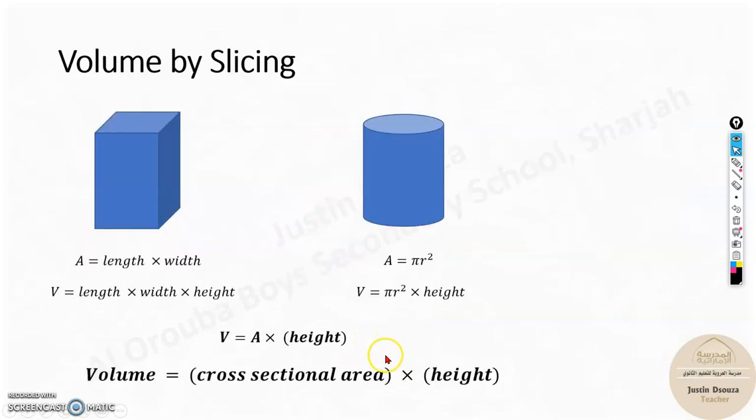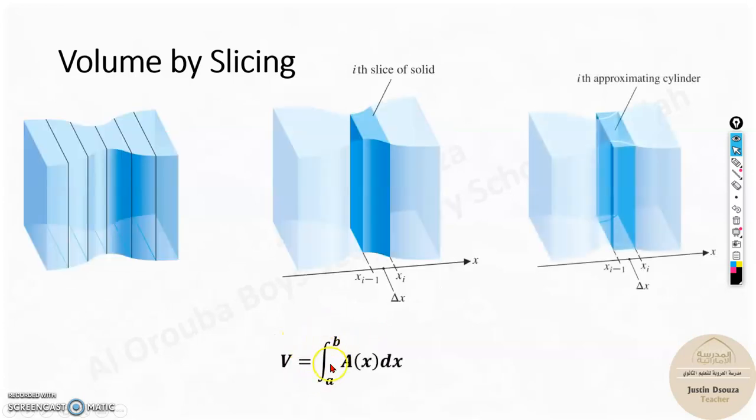See, in the previous one we got area into height. The same thing over here: the volume will be the integral from a to b, from the given limits of the interval, of A of x dx. If you use this formula, we can solve the coming problems. In the next video, we will start solving problems and you will understand how to apply this depending on the different questions.